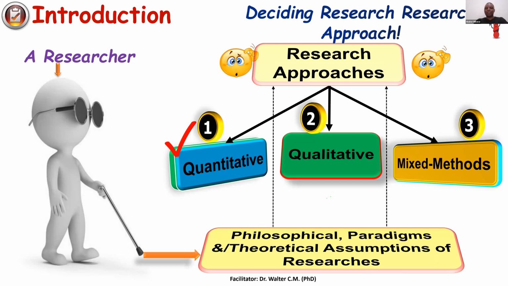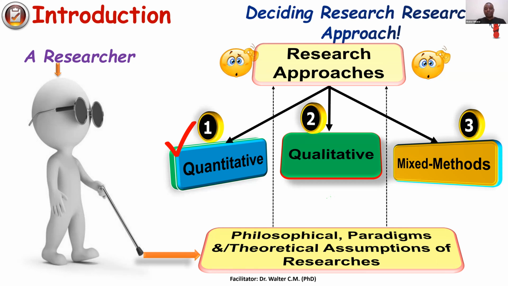We have also theoretical assumptions. This is also the source or the root of you selecting or knowing which research approach you should use in your research proposal. So once you have this on the table, you'll be in a position to know that this research of mine fits this research approach. Research approaches by themselves, we have three of them, which are very basic.